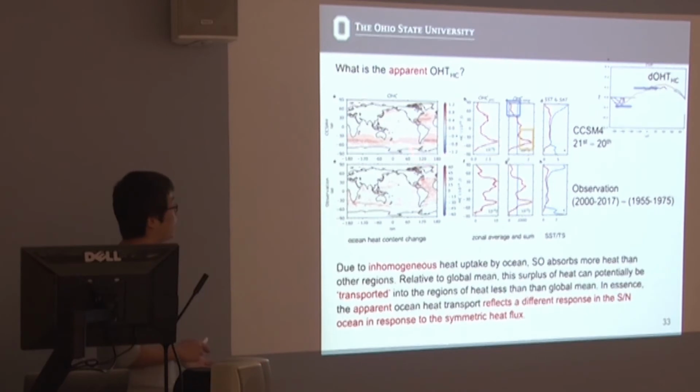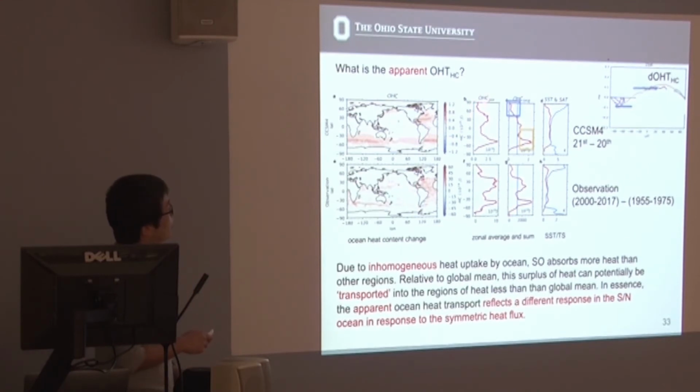I have talked about the mechanism of the dynamical atmosphere and ocean heat transport. Right now, I want to talk about the ocean heat content related heat transport. Basically, we call it the apparent ocean heat transport. The apparent ocean heat transport is actually caused by the inhomogeneous heat uptake by the ocean in the Southern Ocean. So, unlike the polar amplification in the surface air temperature under global warming, the ocean heat content change in the 21st century is more visible in the Southern Ocean and the North Atlantic.